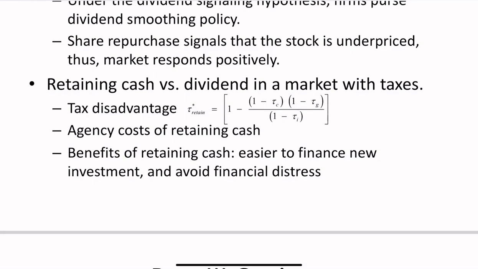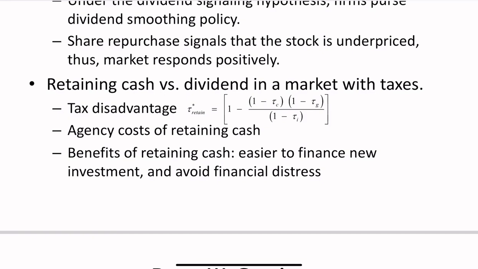However, retaining cash also has some benefit. We talk about two major benefits. The first one is to finance new investment. So in this case, it means if one day the firm suddenly finds a new investment opportunity, if the firm has cash, then it will not need to raise external funds from debt or equity. So this will save some money for the firm because raising external funds using debt and equity is actually quite expensive.